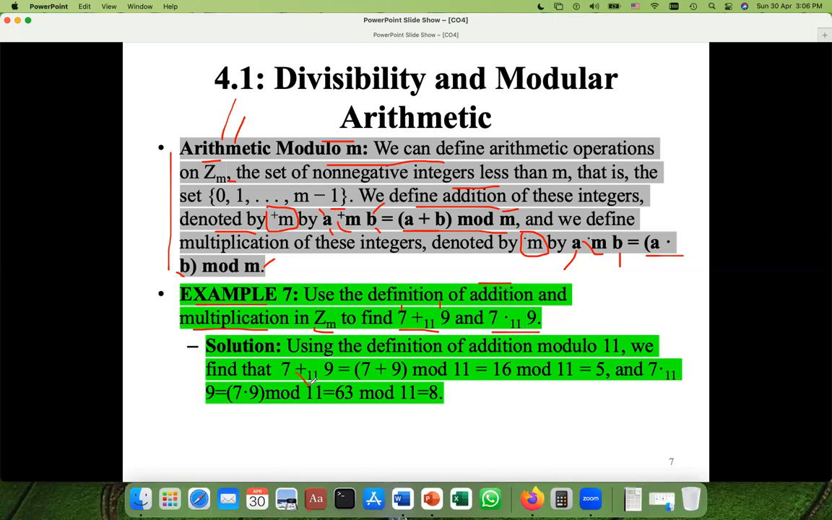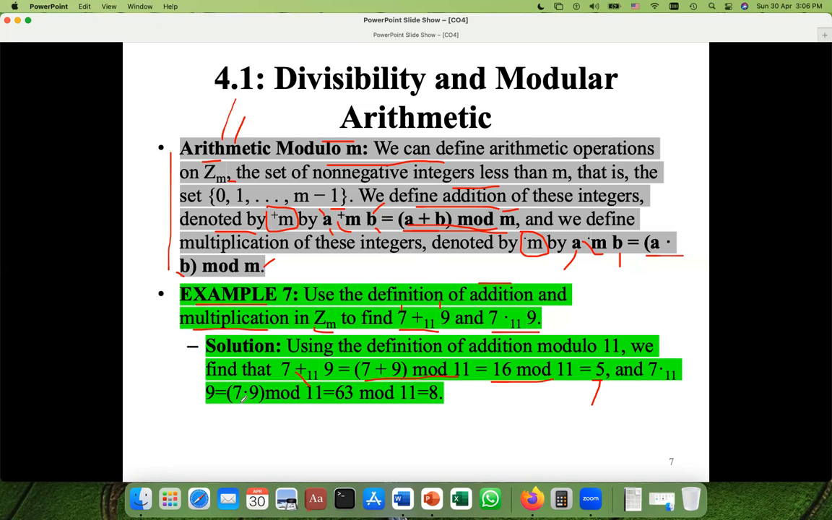This is an operator. This 11 is the m. So 7 plus 11, 9 is equal to, I can write it like the right hand side of this equation. So 7 plus 9, I can write 7 plus 9 mod 11. This will become 16 mod 11. And when you divide, you will get 7. So this is the result of the addition.